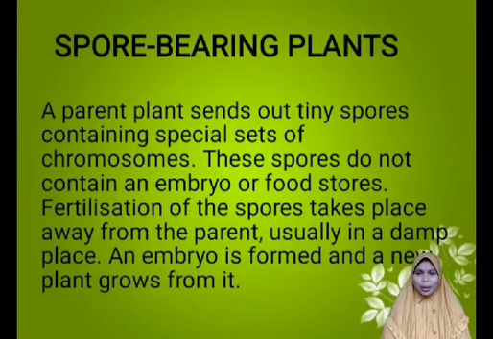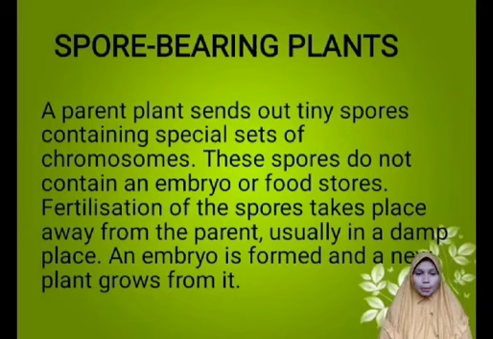So next is spore-bearing plants. A parent plant sends out tiny spores containing a special set of chromosomes. These spores do not contain an embryo or food stores. Fertilization of the spores takes place away from the parent, usually in a damp place. An embryo is formed and a new plant grows from it.